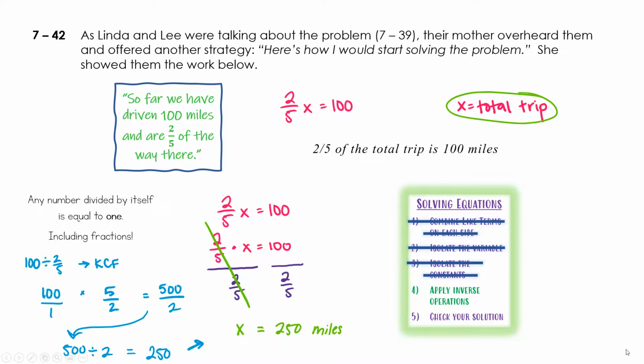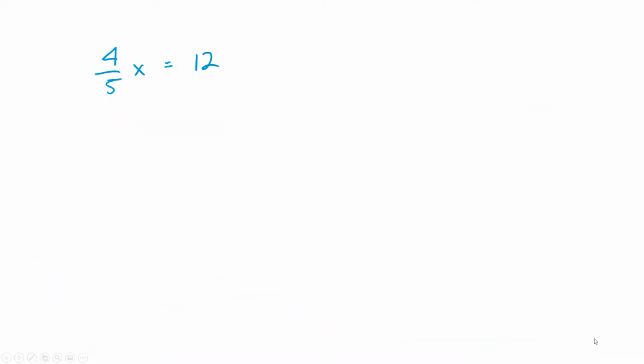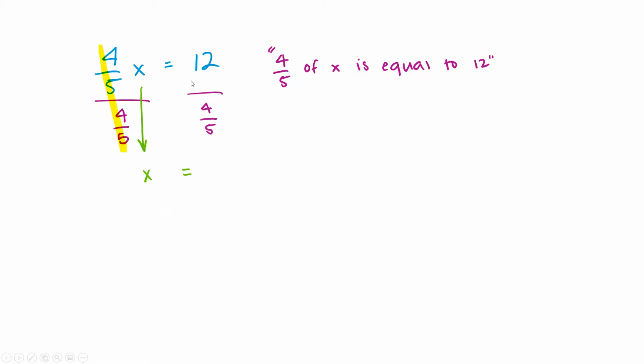All right, so let's go through solving an equation with a fraction coefficient one more time. Here's just another example. So this is 4/5 of x is equal to 12. So we're going to apply our inverse operations and divide both sides by 4/5. Remember, this is 4/5 times x. So instead, I'm going to divide by 4/5. Now I can cancel out these two. On the left, I just have my x, but now I have to do 12 divided by 4/5.